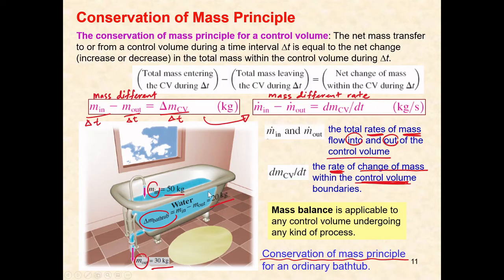Mass balance is applicable to any control volume. For example, this bathtub is a control volume undergoing any kind of process. So you have incoming and outgoing, and not just limited to one incoming and one outgoing; it could be multiple inflows and multiple outflows. So keep in mind mass balance, the conservation of mass principle for an ordinary tub. This statement is referring to this diagram. The same principle can be applied to any kind of condition, because the most important thing is that the incoming minus the outgoing equals the change within the control volume.